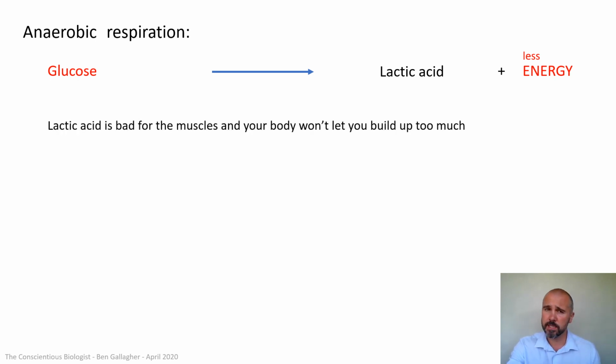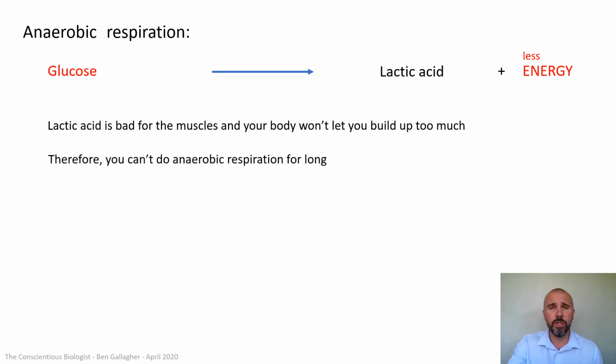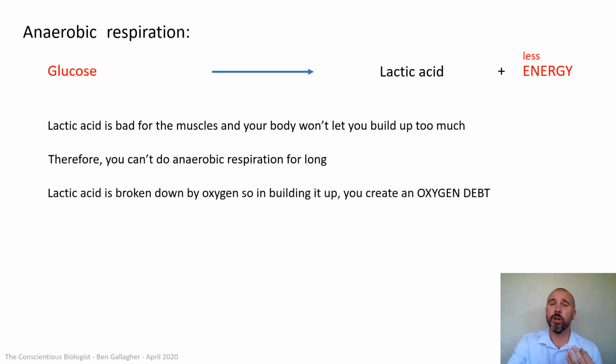Now, the problem with this is that lactic acid is really bad for the muscles, and your body won't let you build up too much, or it's going to start to really damage your muscles. So you need to get rid of that. Because of that, you can't do anaerobic respiration for long. And because lactic acid is broken down by oxygen, or rather it's flipped back into glucose, which then needs to be broken down by oxygen, your body builds up an oxygen debt.